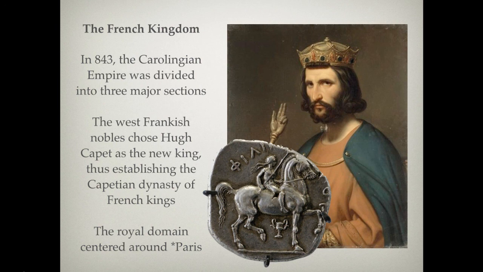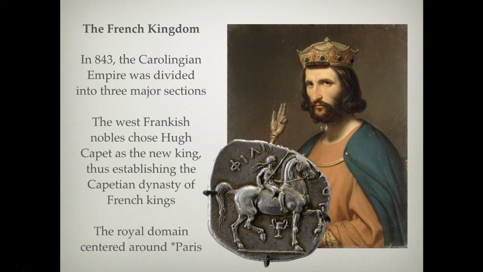Now, leaving England, focusing on France, last we saw that the Carolingian Empire had really disintegrated, divided into 3 major sections. And this, of course, occurred in 843, precipitated not only by the death of Charlemagne, but also the invasions from the Vikings, Magyars, and Muslims. Now, the West Frankish nobles chose Hugh Capet as the new king, thus establishing a new dynasty, the Capetian dynasty of the French kings. But this was the most western portion, and so this becomes what we'll end up calling France.